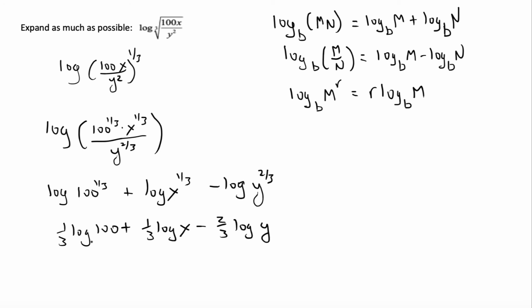Okay, there's one last thing we can do, right? Remember, this is log. I don't write the base. We understand it to be log base 10, right? So log base 10 of 100 is 2. So this 1/3 times this 2 right here gives us 2/3, right? Everything else will stay the same. So we get 2/3 plus 1/3 log of x minus 2/3 log of y. Okay, and that should be our final answer here.